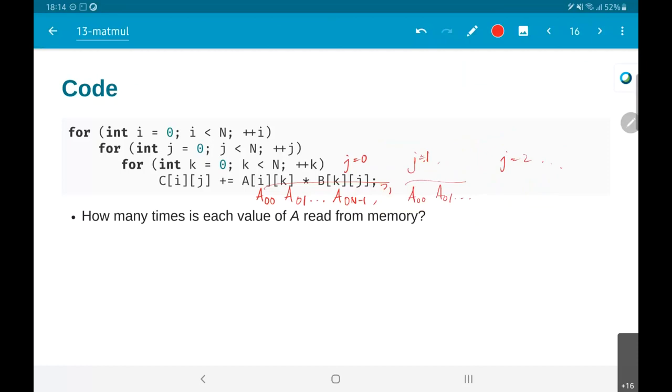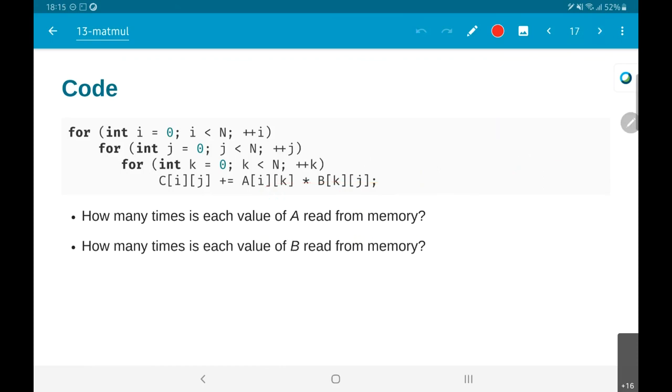Right? So overall, how many times will I end up reading each value of A from memory? n times, right? There were n square data points. Each one is being read n times. So effectively, I'll need to read n cubed values from memory, okay? What about B? Same story, right?